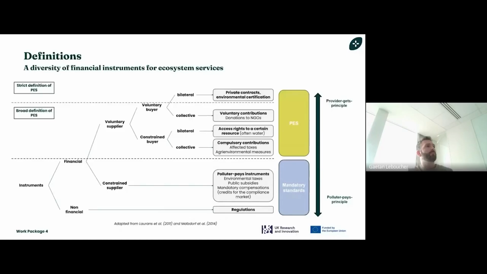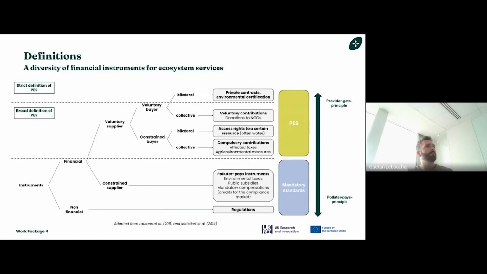And then if we enter financial instruments, there can be two cases. The first one is that the supplier is constrained. So this will include all the polluter pays instruments, so environmental taxes, public subsidies, and mandatory compensations. Then when the supplier is voluntary, we enter the definition of PES, and we have two cases for the buyer, either voluntary or constrained. And then for each case, there are two cases, either the contract is bilateral or collective.